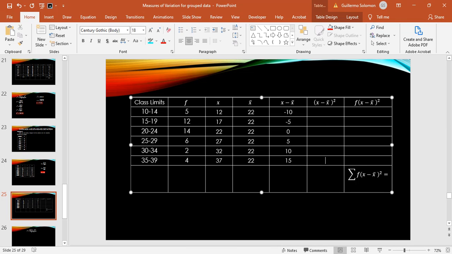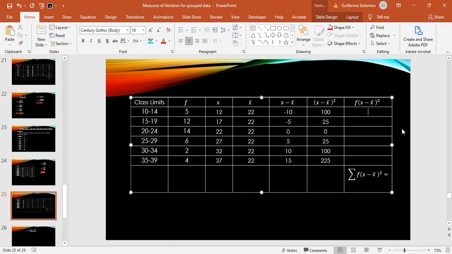Okay. So, next, kukunin lang natin yung squared nito. Squared lang natin siya. Okay? So, negative 10 squared, that is 100. Negative 5 squared, that is 25. Okay, 0, 25, 100, and 15 squared, that is 225. Okay? After that, makuha natin yung squared niya. Ngayon, dito na tayo sa last column. Okay, itong si frequency, i-multiply natin dito sa na-obtain nating square.